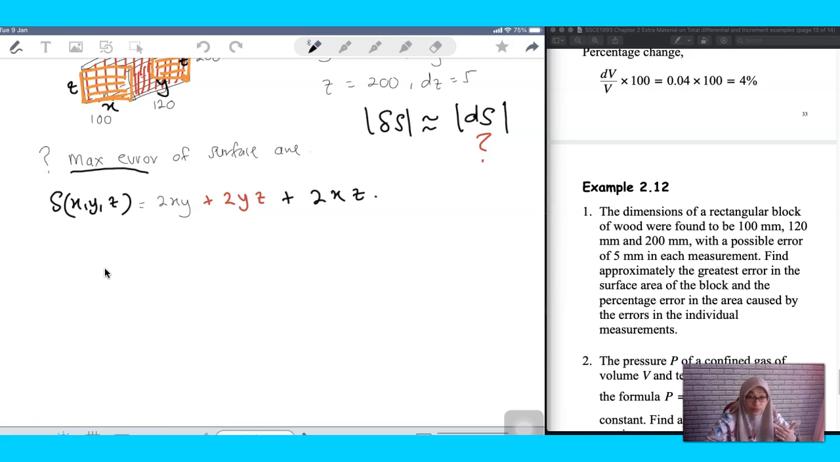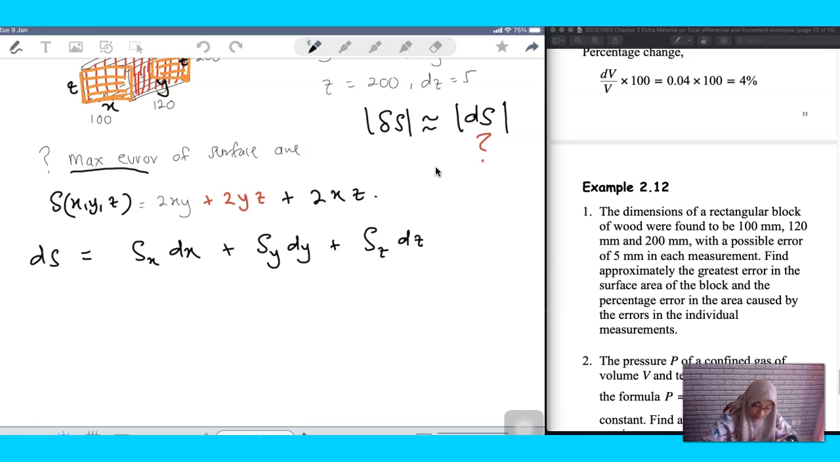Okay, so now we want to work on ds. So what is the formula of ds? ds is equal to the partial derivative of s with respect to x, dx, plus s_y dy plus s_z dz. Okay, so that is the formula of total differential that you can see from the previous videos. And don't forget, because the question is asking for the maximum, you can put the absolute sign straight away. So this is very important.